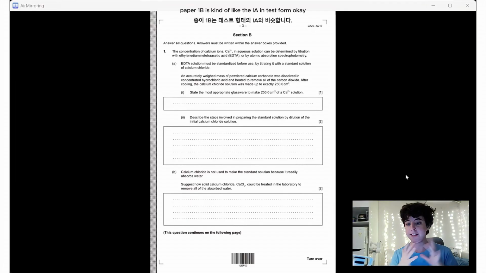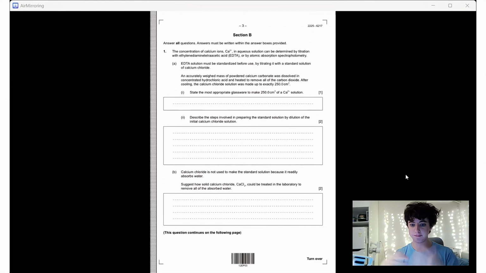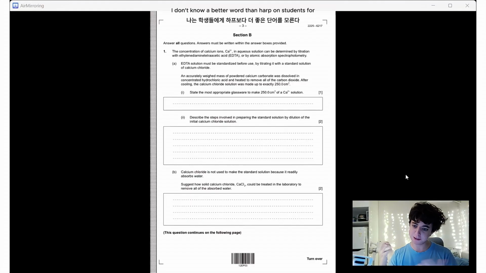Paper 1B is kind of like the IA in test form. Okay, that's my hot take. And so another thing that is also helpful is the subject reports from the IA, if that makes sense. Because a lot of the things that they bang on students for, I don't know a better word than harp on students for, all the things that they kind of get mad at students for doing, those things are echoed in the mark schemes, if that makes sense.